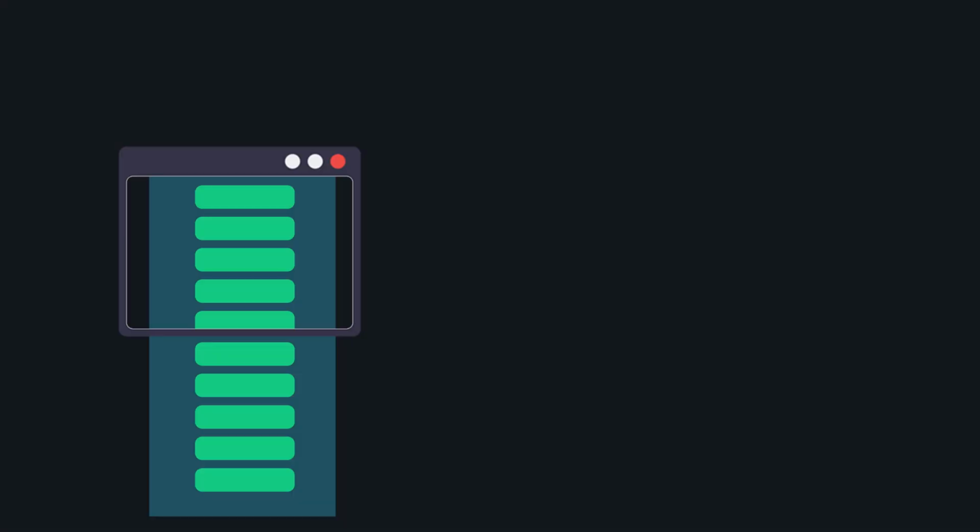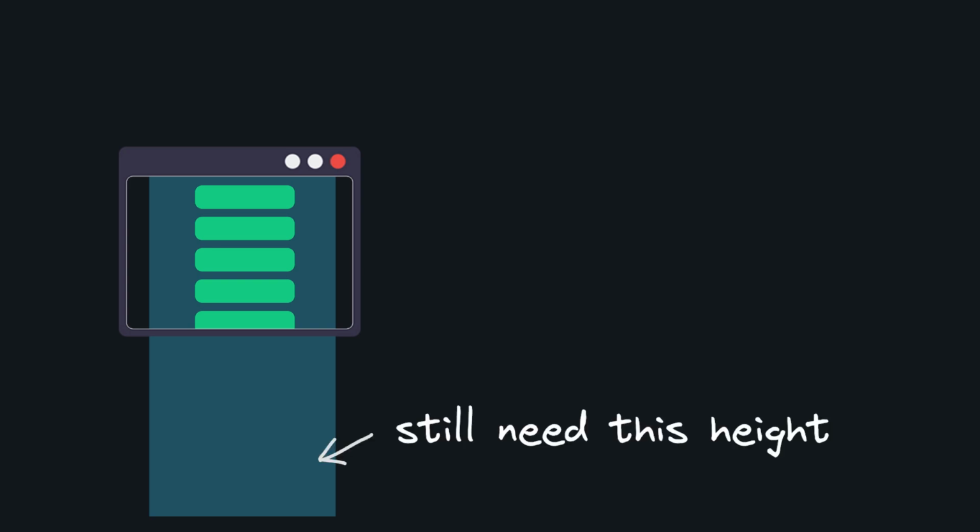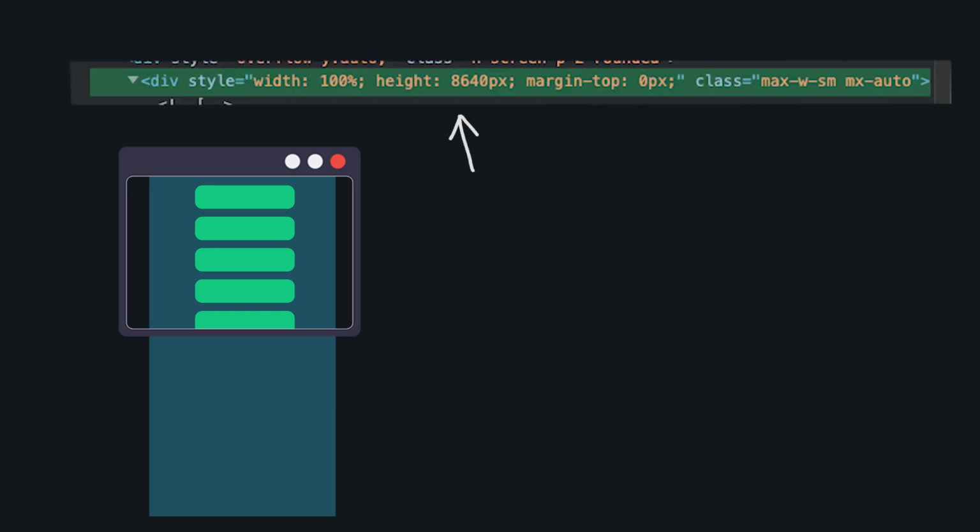Let's say we're at the top of a list, and this blue area is our wrapper div. If we only want to render these elements, we still want our wrapper div to be the full height so that our scroll bar makes sense and shows the actual scrollable area, even if only a few of those elements are rendering. So we can use the height property to add all that extra space at the bottom.